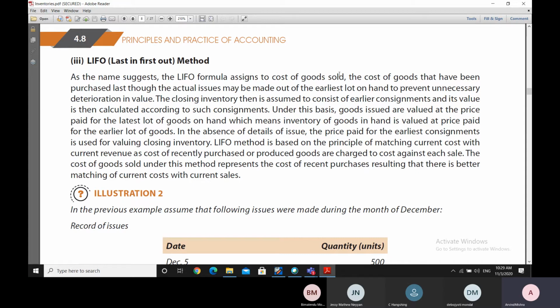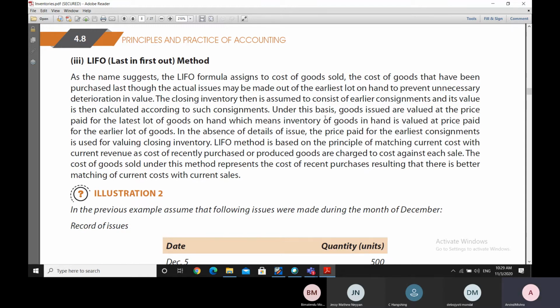So whatever goods have been sold, for those goods we take those costs that were the latest cost, that was the last cost that we have incurred. The closing inventory then is assumed to consist of earlier consignments, the older consignments, and its value is then calculated according to those earlier consignments.